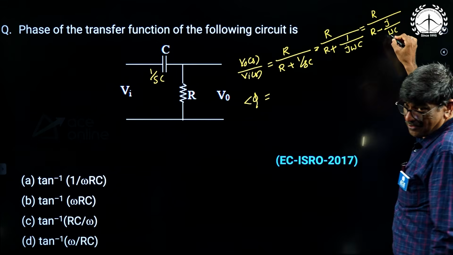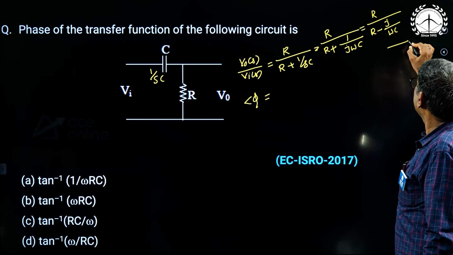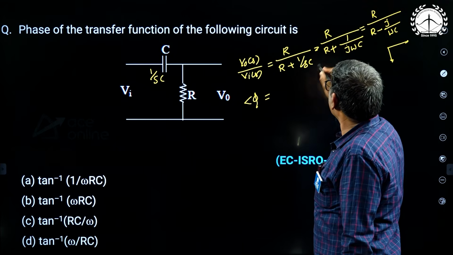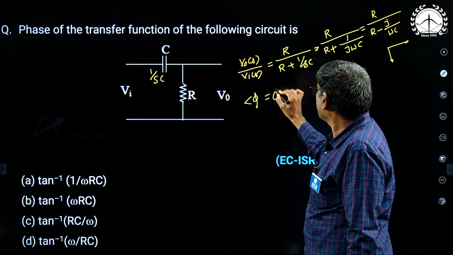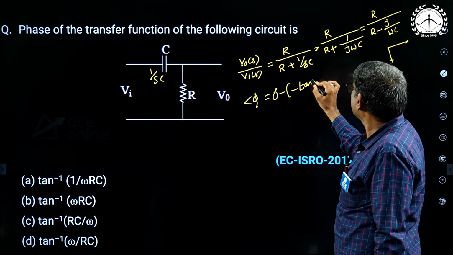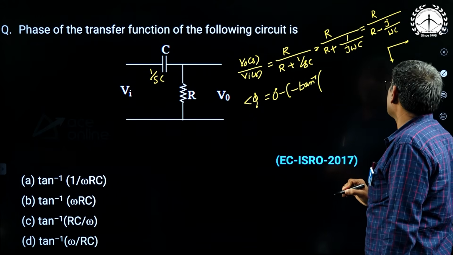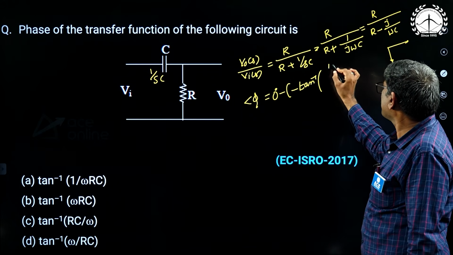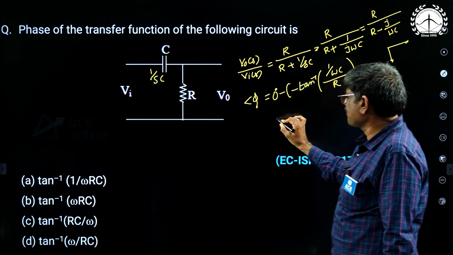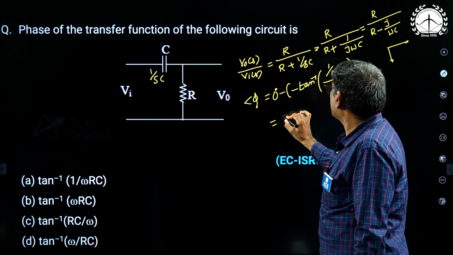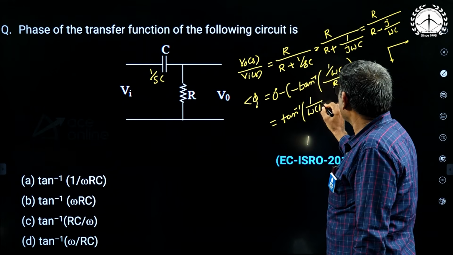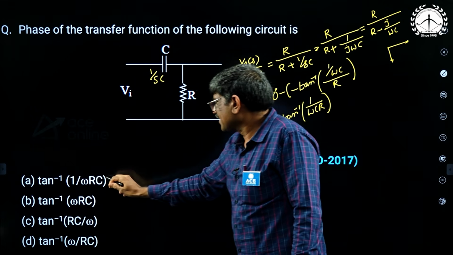Now write the angle. Which quadrant is this? Fourth quadrant, positive real and negative imaginary. So phi you write, phi equal to numerator R, which is constant, so 0, minus, fourth quadrant, simply angle minus tan inverse of imaginary part by real part. What is imaginary part? 1 by omega C divided by real part R. So what are you getting? Tan inverse of 1 by omega C R. So that means answer is A.